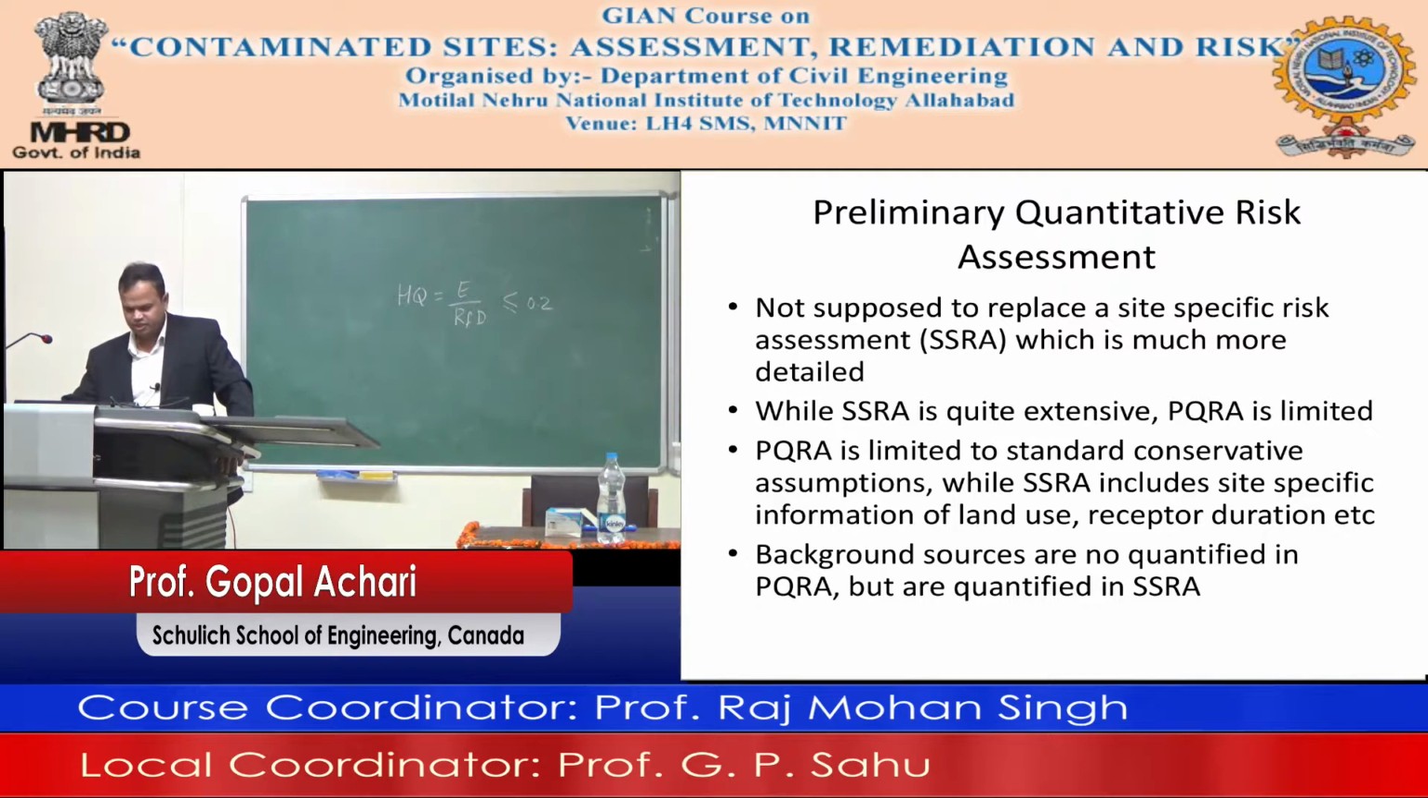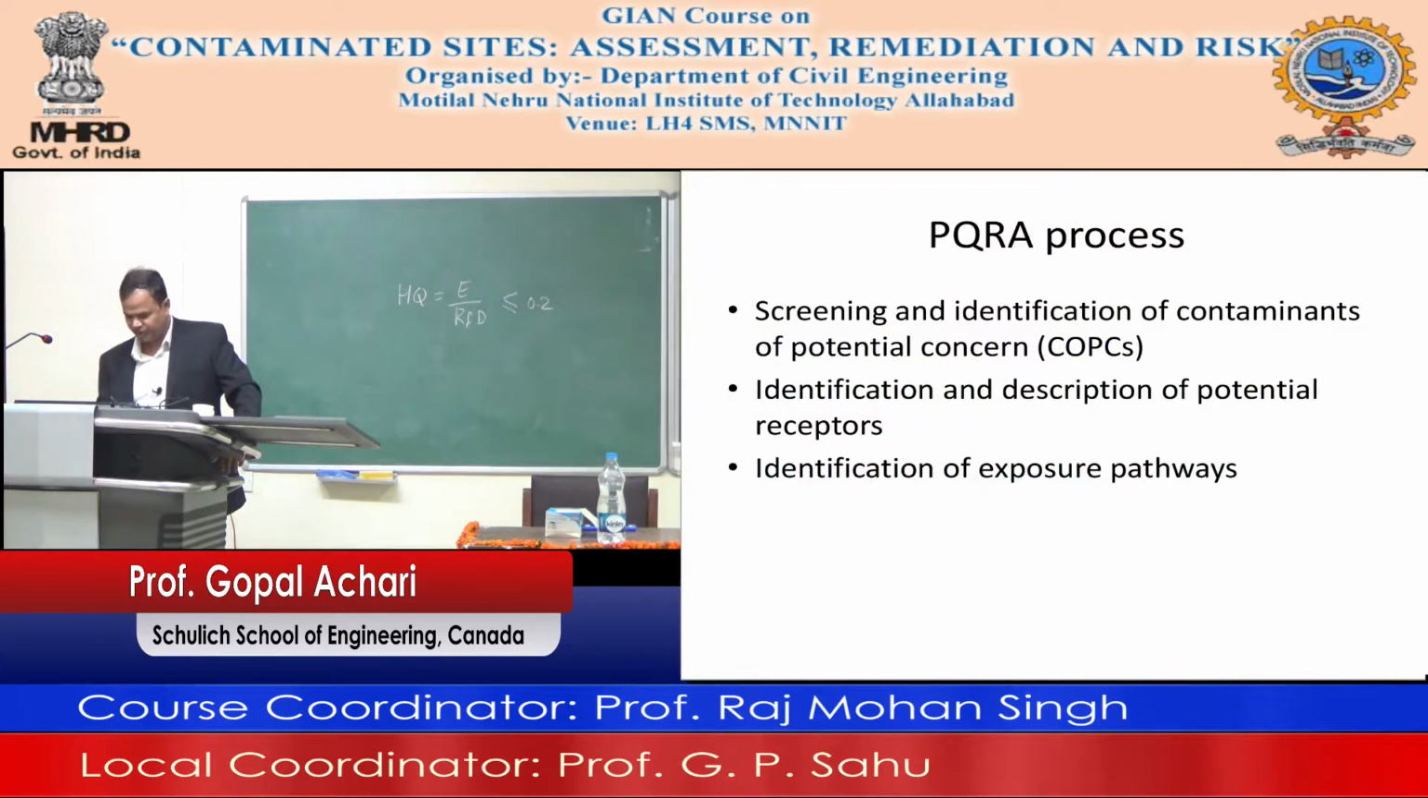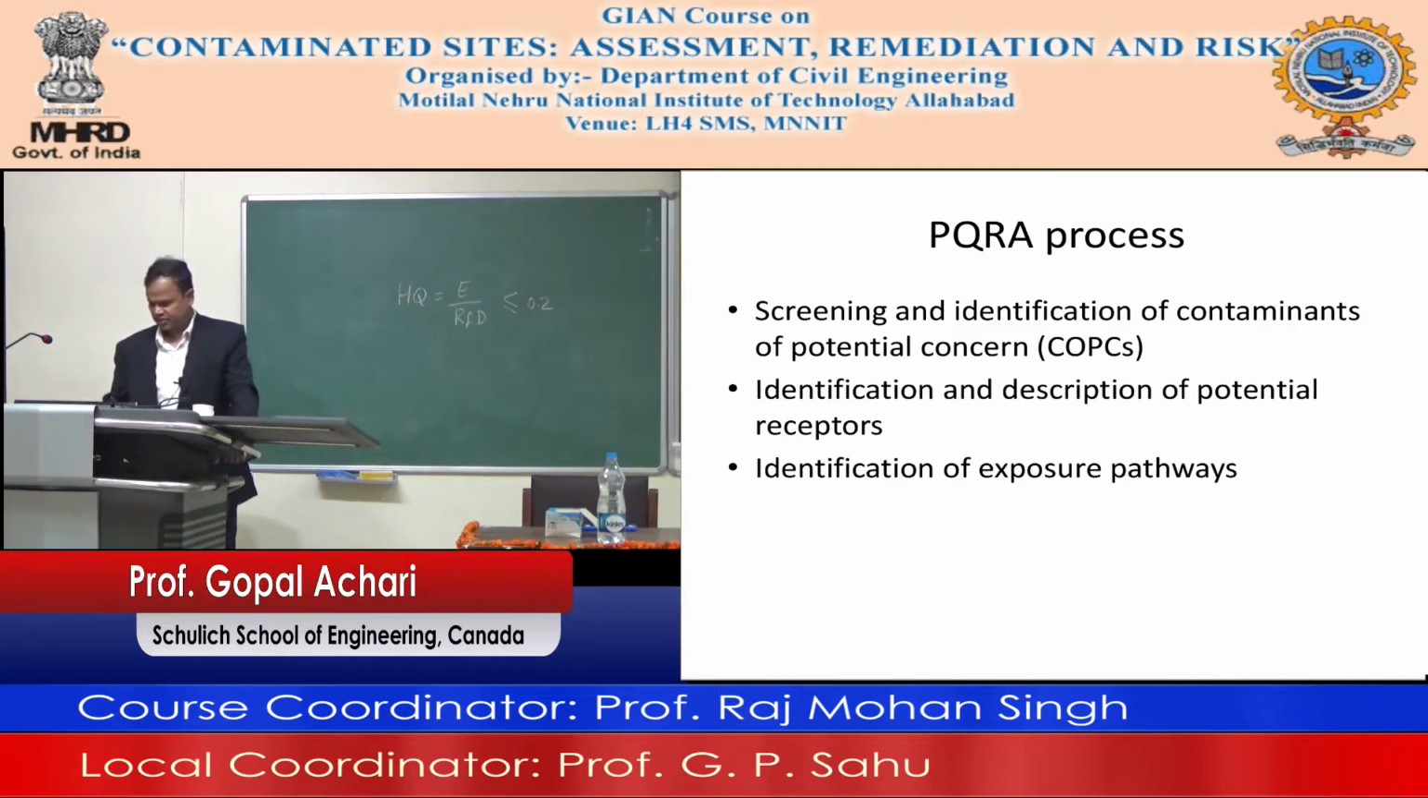The PQRA process: screening and identification of contaminants, identification and description of potential receptors, and identification of exposure pathways. We need to know that. Okay, so screening and identification of contaminants of potential concern should be screened using guidelines for protection of human health. Applies 20% of TDI or RFD, hazard quotient. Preliminary remediation goal is also considered.